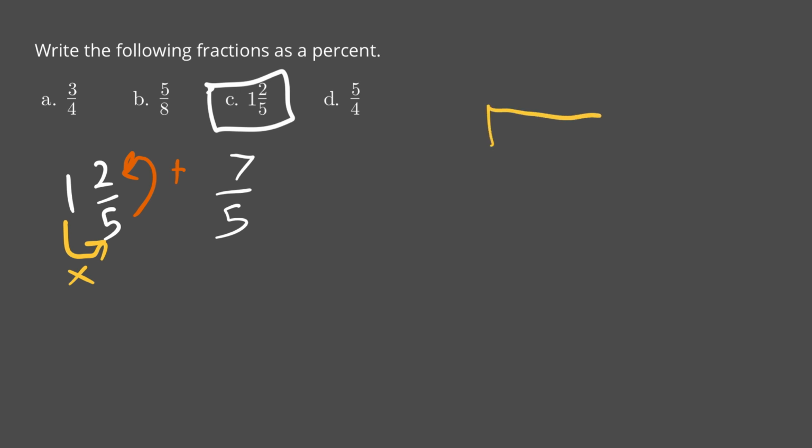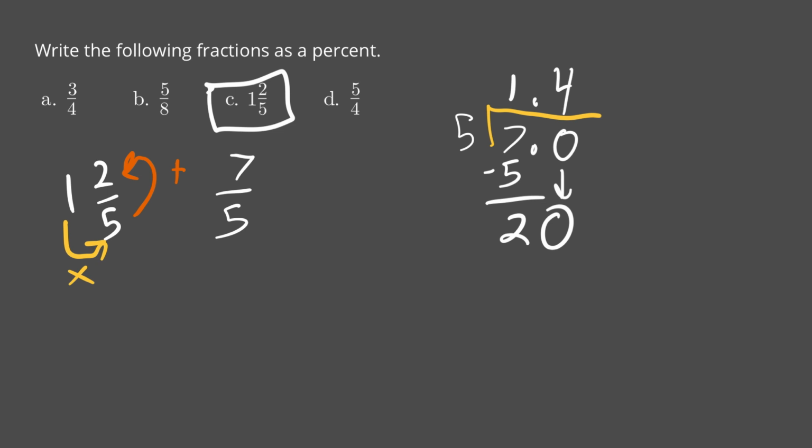Now we can do long division. We'll do it off to the right. 5 and 7. 5 goes into 7 once. 5 times 1 is 5. Subtracting it out, that leaves us with 2. We will now add a decimal and a 0 so we can bring it down. 5 goes into 20 4 times. 5 times 4 is 20. Subtracting that leaves us with no remainder. So in decimal form, we have 1.4.